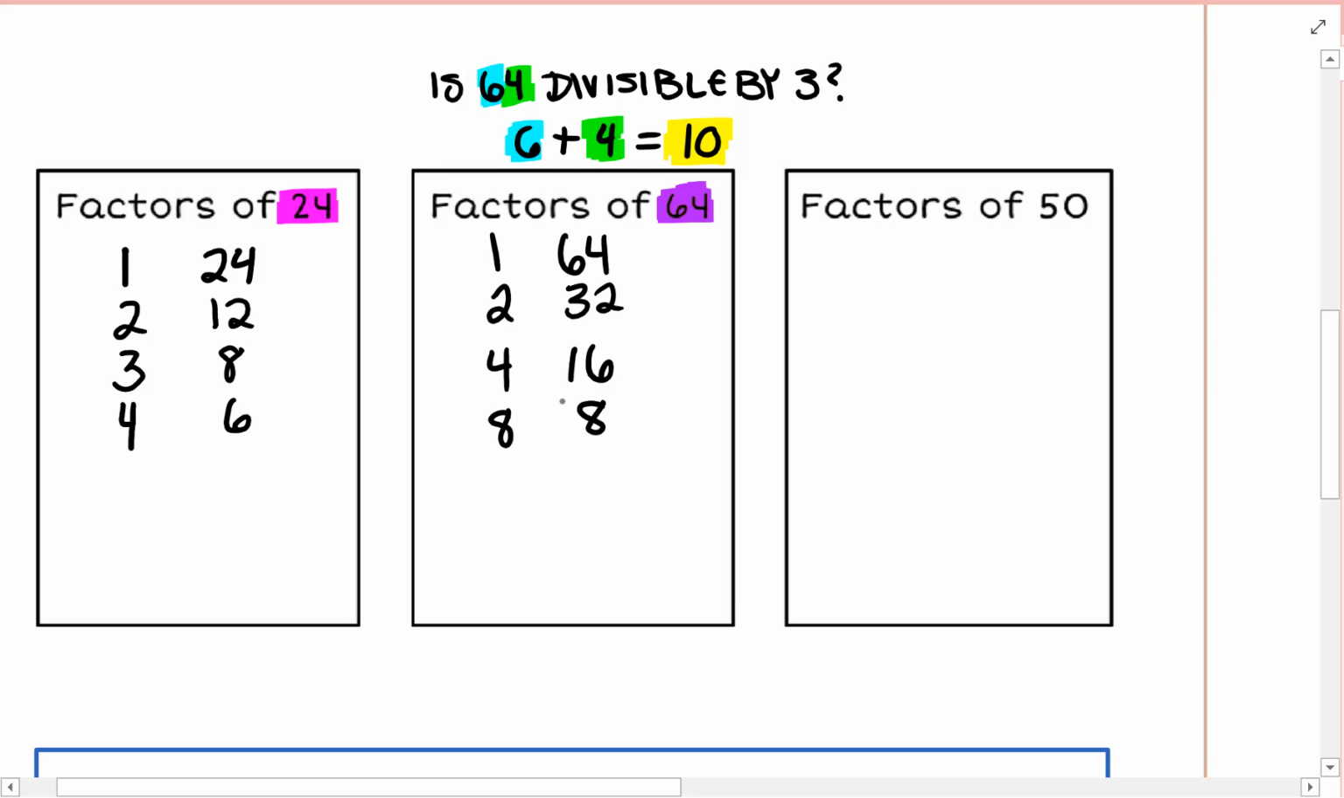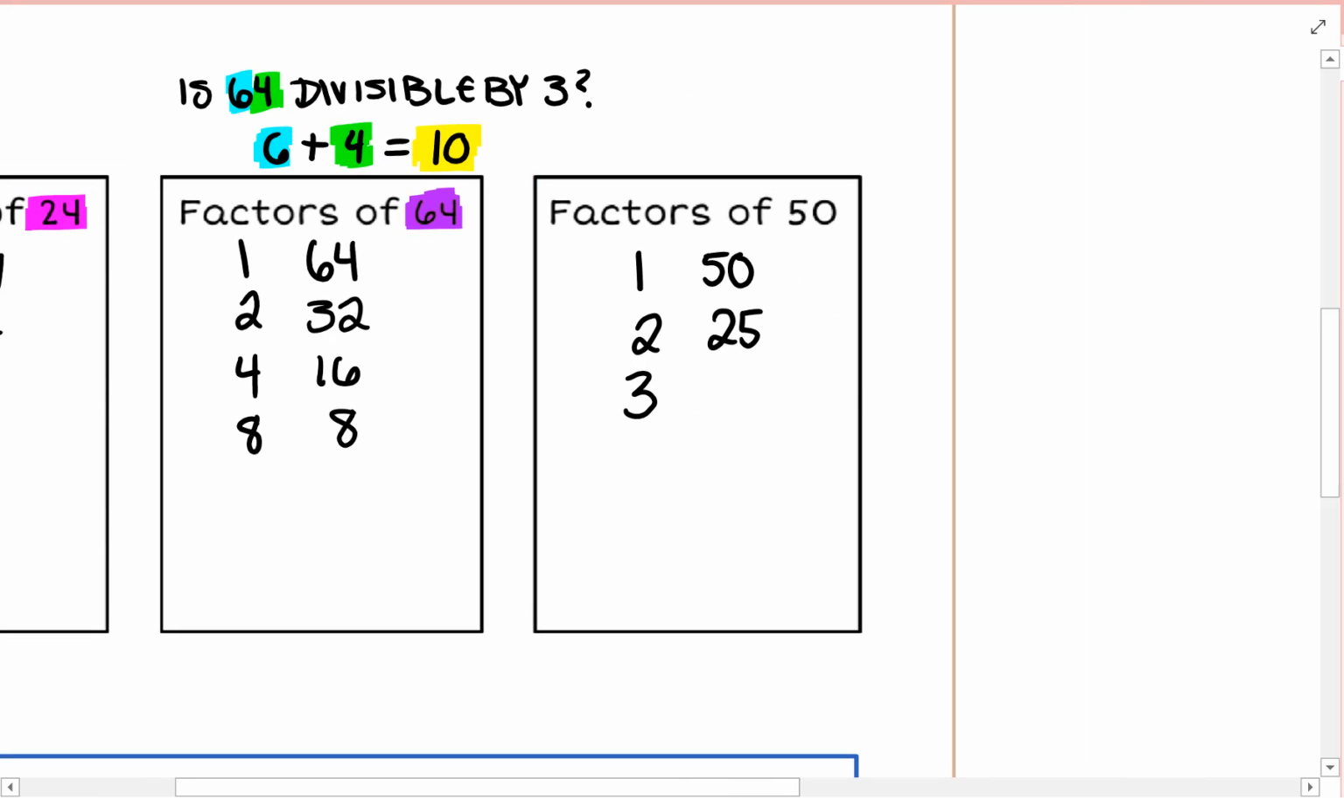8 times 8 is 64. So what about 9? Oh, wait. 8 is the number listed here. 9 is larger than 8. But all the numbers larger than 8 that are factors are listed here. So we can stop. The factors of 50: 1 and 50, 2 and 25, 3. Is 50 divisible by 3?